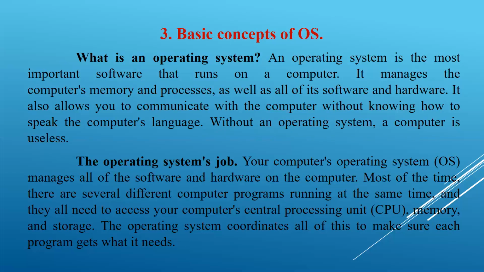The operating system's job. Your computer's operating system manages all of the software and hardware on the computer. Most of the time, there are several different computer programs running at the same time, and they all need to access the computer's central processing unit, memory, and storage. The operating system coordinates all of this to make sure each program gets what it needs.